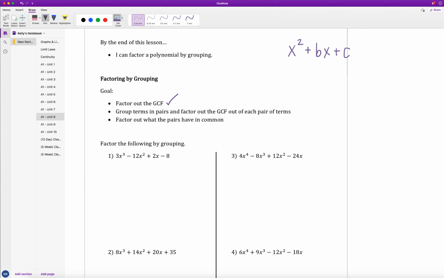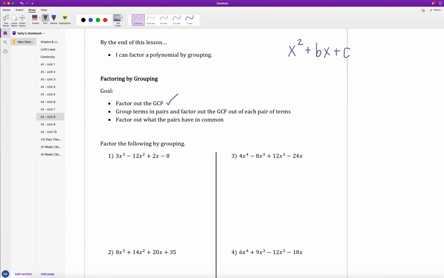So in all of these examples, we have 4 terms, and we're going to group them in pairs. We're going to group the first 2 together and the second 2 together. The key thing with all 4 of these examples that I've given you is that they're already in standard form. I can see I have my highest exponent down to my lowest exponent on each one of these examples. If we were not in standard form, you would want to have that added step of writing the polynomial in standard form.